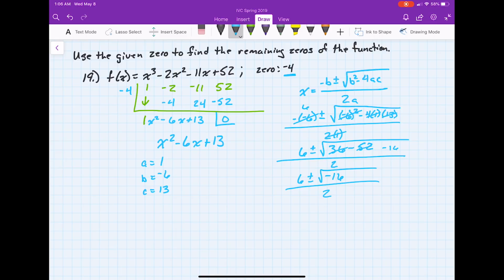Well, the square root of 16 is 4. But since it's negative, it's going to be 4i. So that's imaginary over 2. And then, of course, we can reduce this to be 3 plus or minus 2i. So our answer is 3 plus or minus 2i. Our instructor, I think, is still okay with us writing it that way, but if you have somebody else that makes you write them out, well, you separate them. So here are 2 additional zeros for this problem.